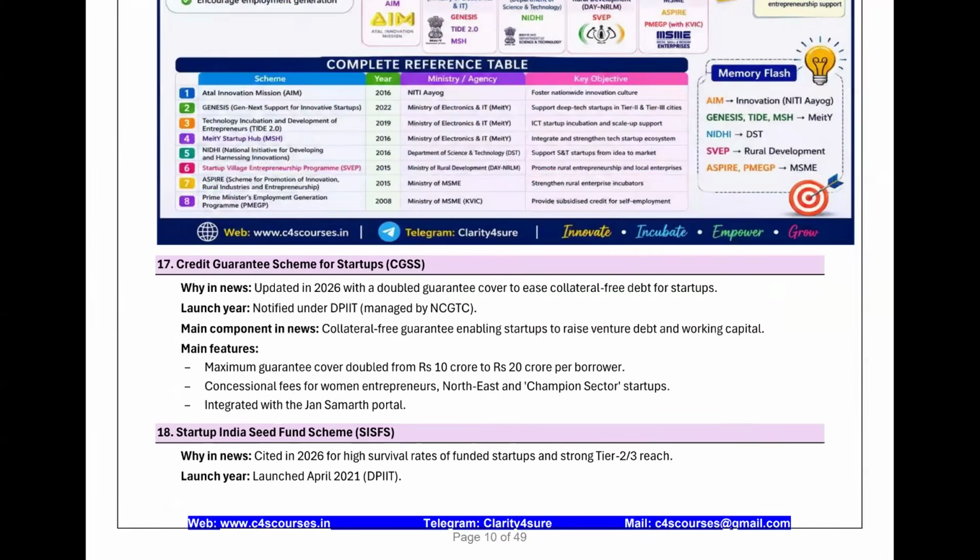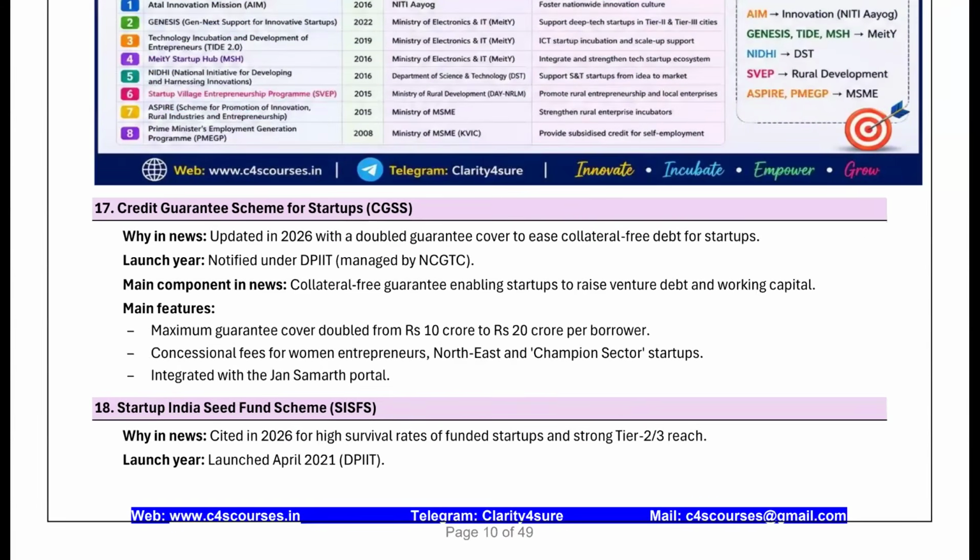Now 17 it is telling about the CGSS. CGSS is credit guarantee scheme for startups. It is again a credit guarantee scheme for startup, right? अब इसको आपको याद रखना है. This has been launched year that has been notified under DPIIT. managed किससे है? जैसे वो agency managed by SIDBI था, it is again NCGTC. Is it clear? So you should understand. Nothing much you should come into the picture. The main feature you should understand.